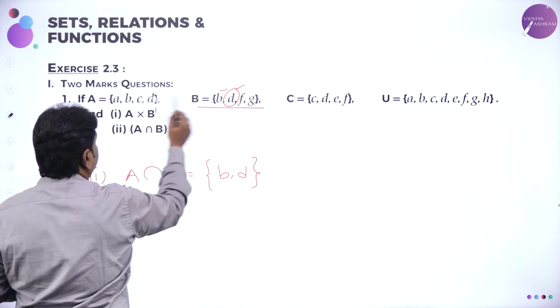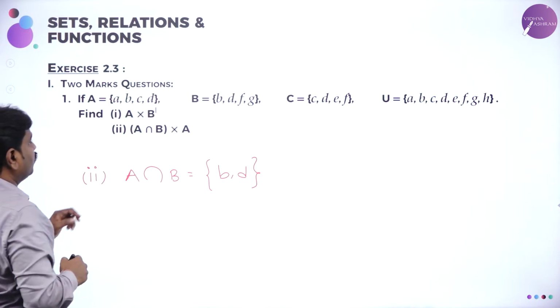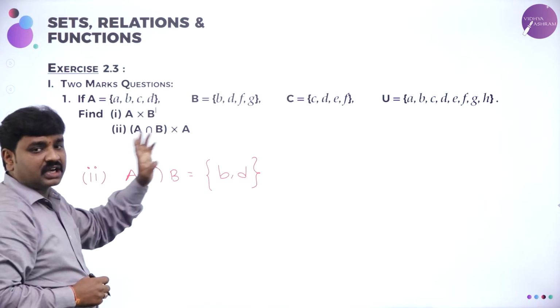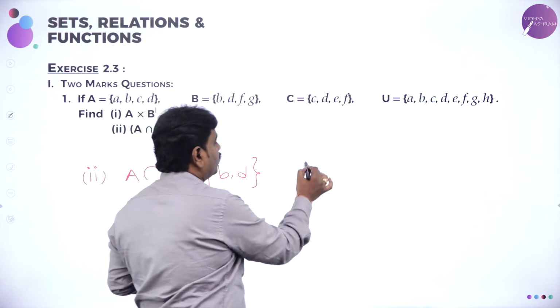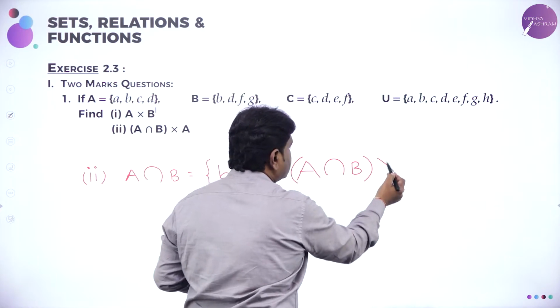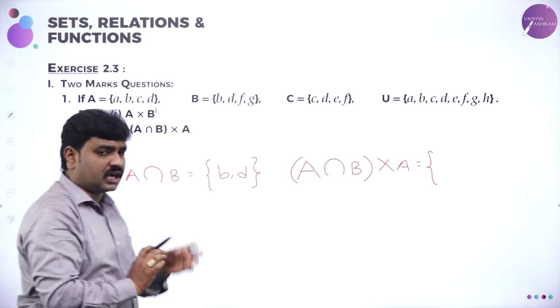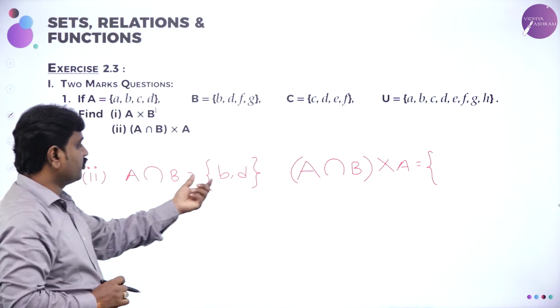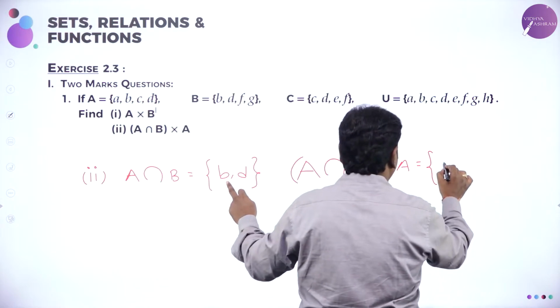Now after this, what do they want you to find? They want you to find A intersection B cross A. So now we'll go to the second part, that is A intersection B. This is one set. Cross A means Cartesian product. What is meant by Cartesian product? Ordered pairs. So the first element I should pick from A intersection B, which is B, D.